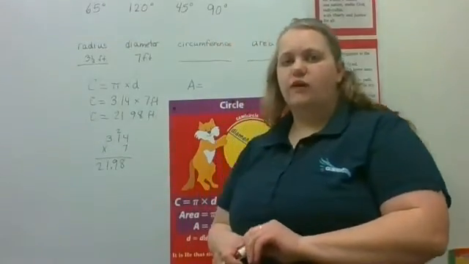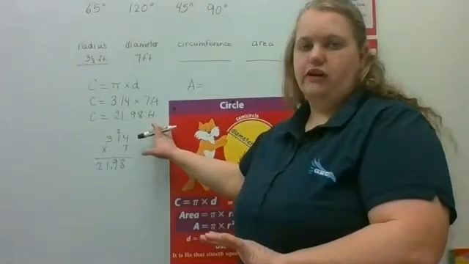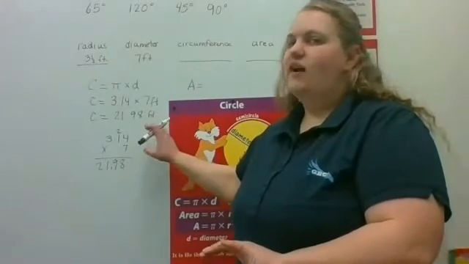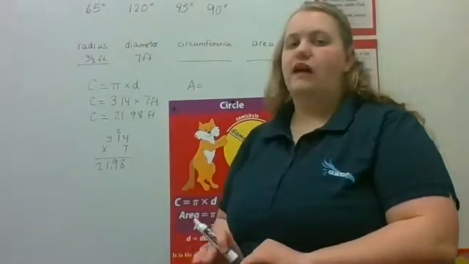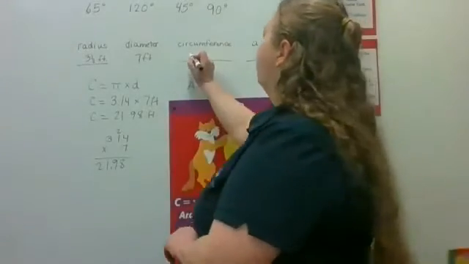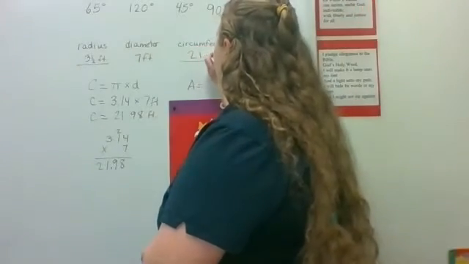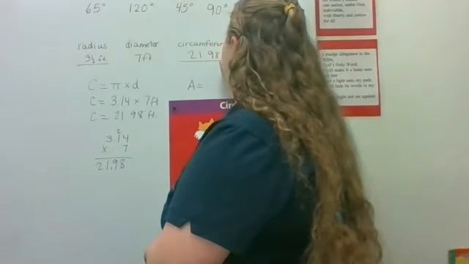Now, do we need to put that as squared, or is that not for circumference? That would not be for circumference. Circumference does not need to be squared. It's area that needs to be squared, okay? So I'm going to put this up here so that we can move on to the area.